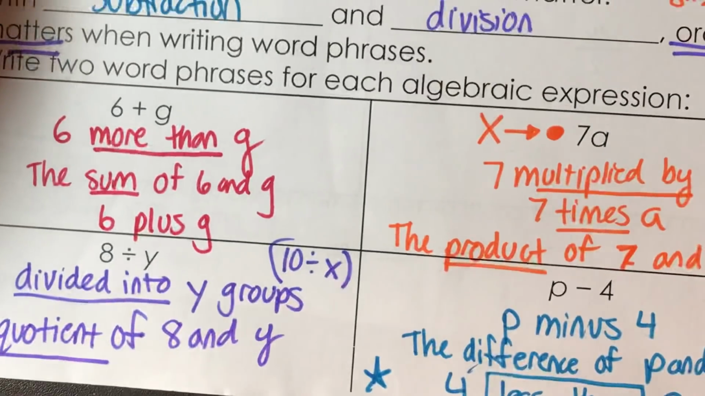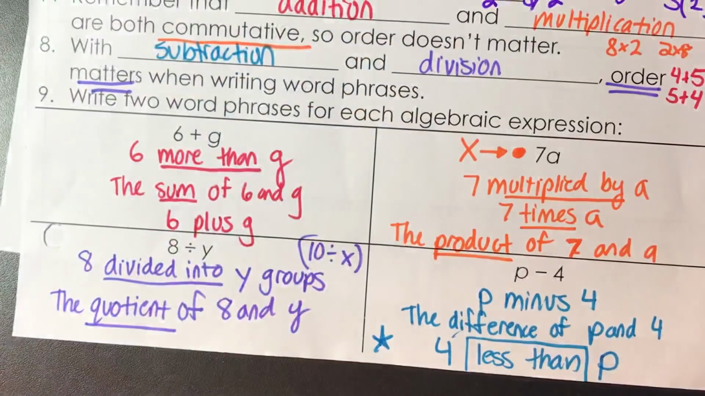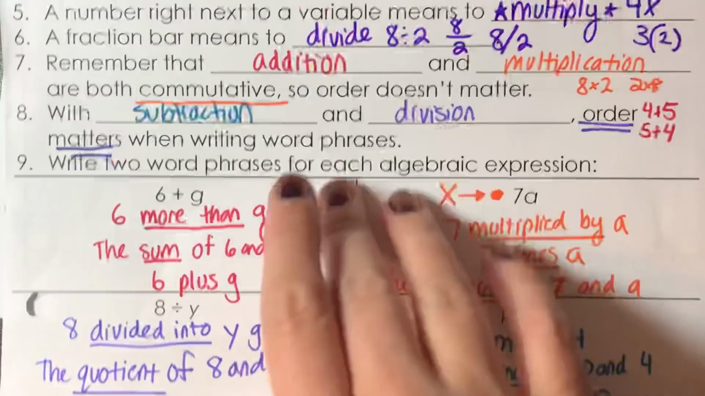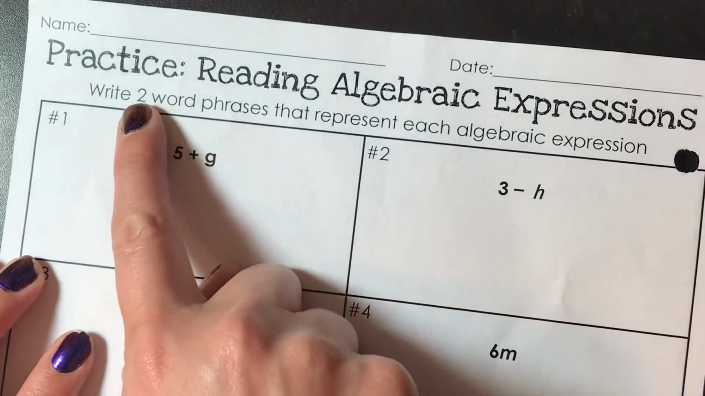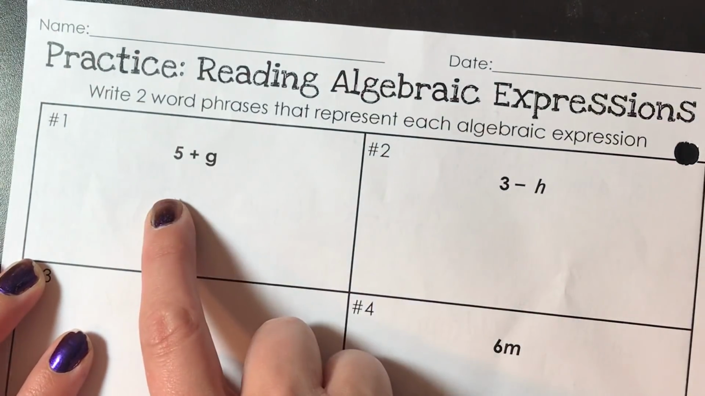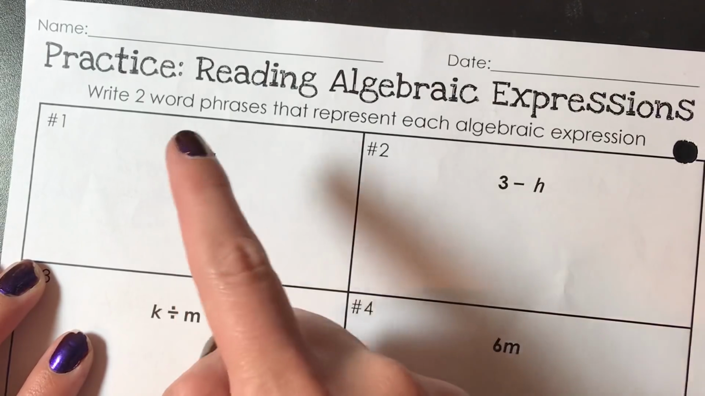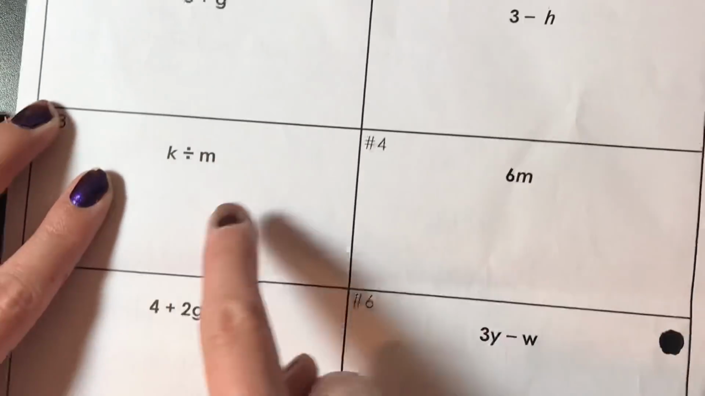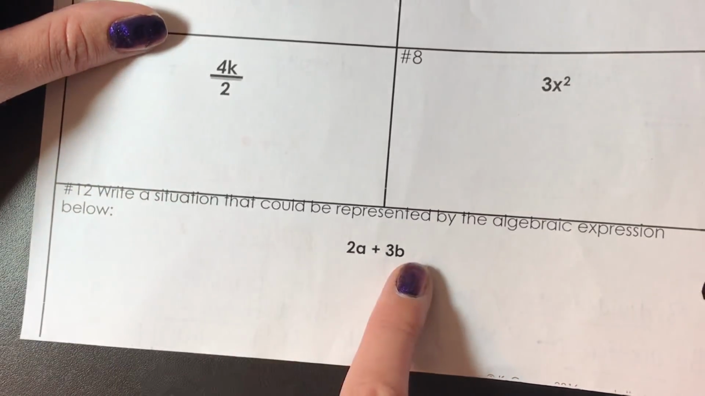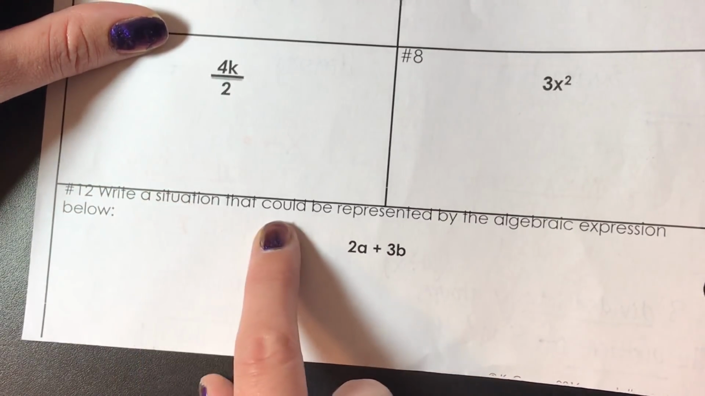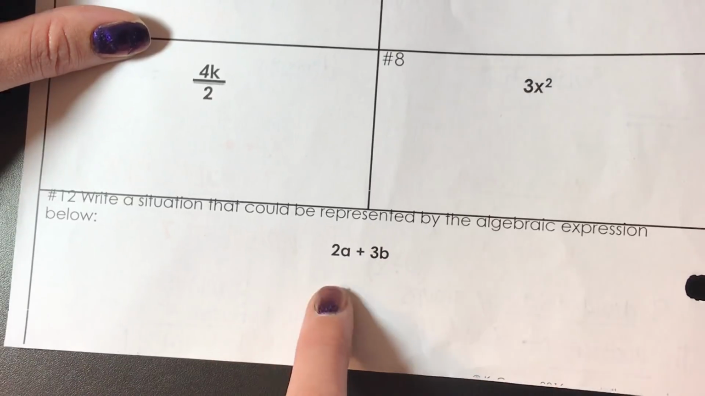Once you have all of your key words or word phrases on your notes, you're going to turn your papers over, and you're going to come up with 2 word phrases. So don't just put 5 plus G. I want you to come up with another one for every single problem. Taking you all the way down to the last one, where instead of writing a word phrase, I want you to come up with the situation that could be represented by this.